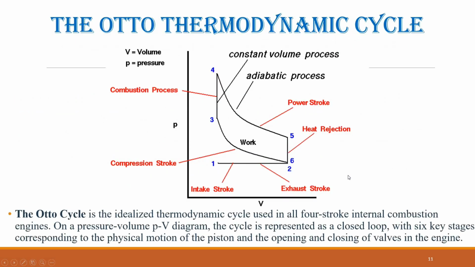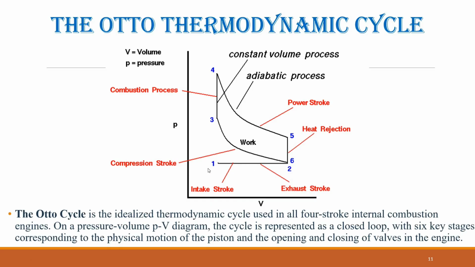The Otto thermodynamic cycle. The Otto cycle is the idealized thermodynamic cycle used in all four-stroke internal combustion engines. On a pressure-volume (PV) diagram, the cycle is represented as a closed loop with 6 key stages corresponding to the physical motion of the piston and the opening and closing of valves in the engine.